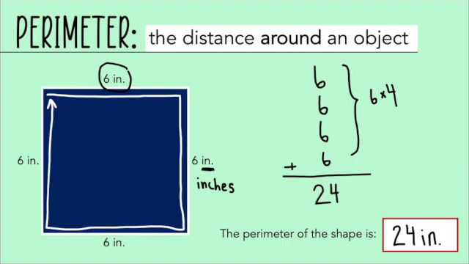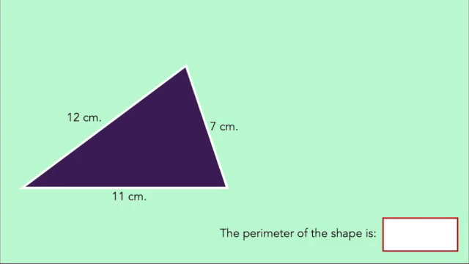All right, let's move on to another example. So you're not always going to have to find the perimeter of a square. Sometimes you might see something like this. We have a triangle here, and a triangle, as you know, has 3 sides. And in this case, this triangle has 3 sides that are all different lengths. So all we have to do again is add up the length of each side. So we're going to add 12 plus 7 plus 11.